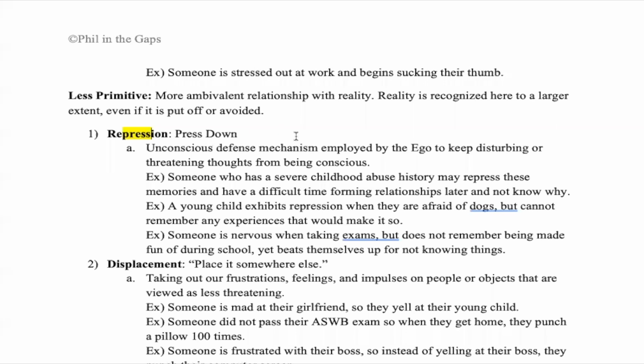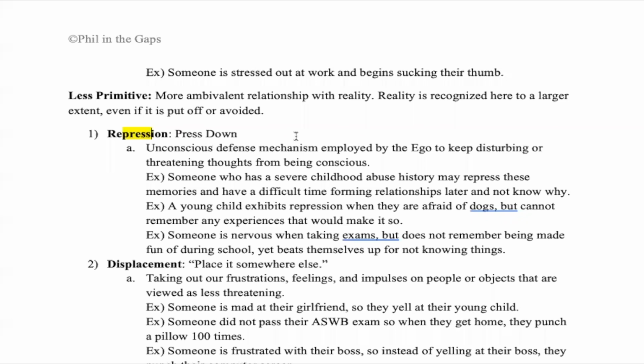So, a couple of examples to articulate this a little bit further. Someone who has a severe childhood abuse history may repress these memories and have a difficult time forming relationships later on and not understand why. So, if they found it difficult to maintain and sustain relationships when they were growing up, where they didn't really feel connected with the other family members in their family, but they are not understanding why they're disconnected from other people or not being connected to people in some way, shape, or form, their mind may have repressed or pressed down those memories.